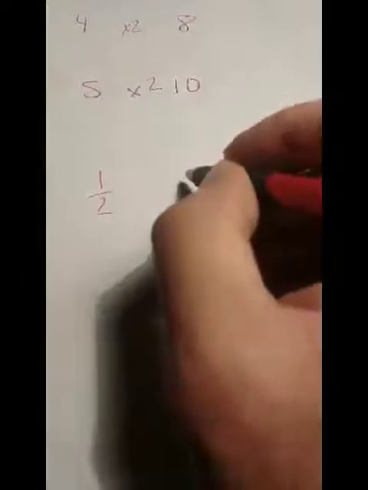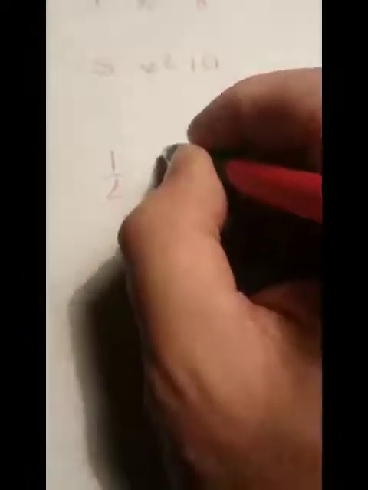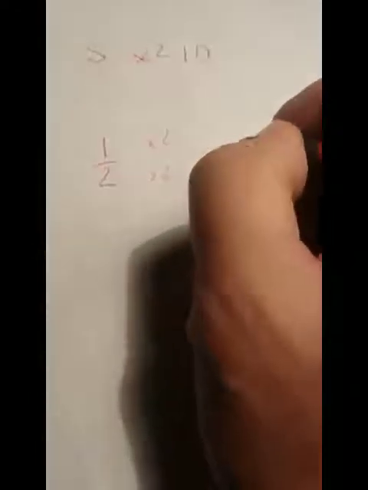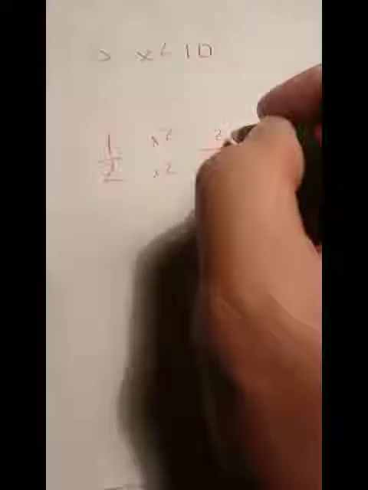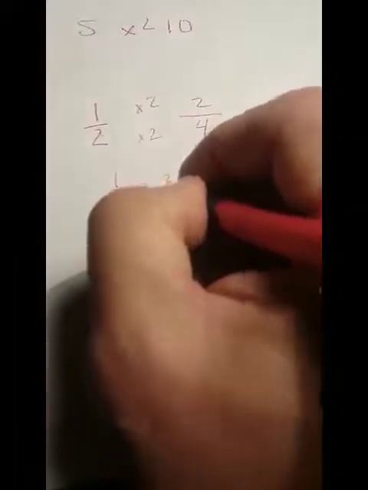Got 1/2. Okay, so what do we got to do to 1/2? If we multiply that number by 2 and that number by 2, what kind of new number would we get? 1 times 2 is 2. 2 times 2 is 4. Okay, so now we've got 1/2 is proportional to 2 by 4.